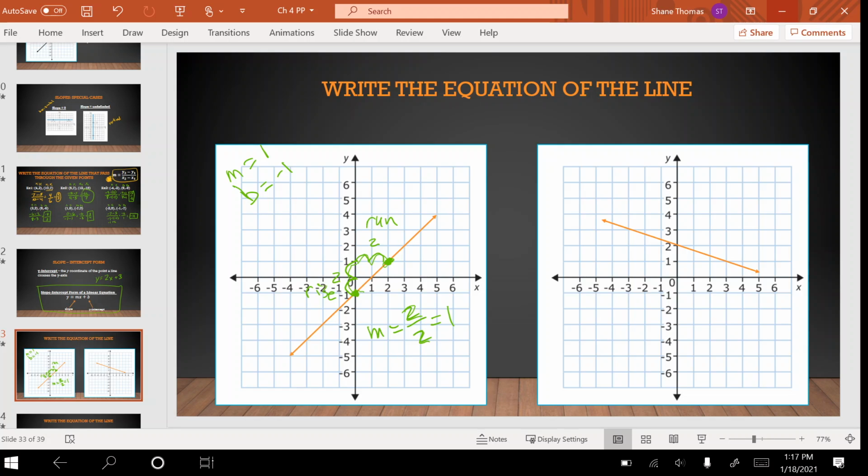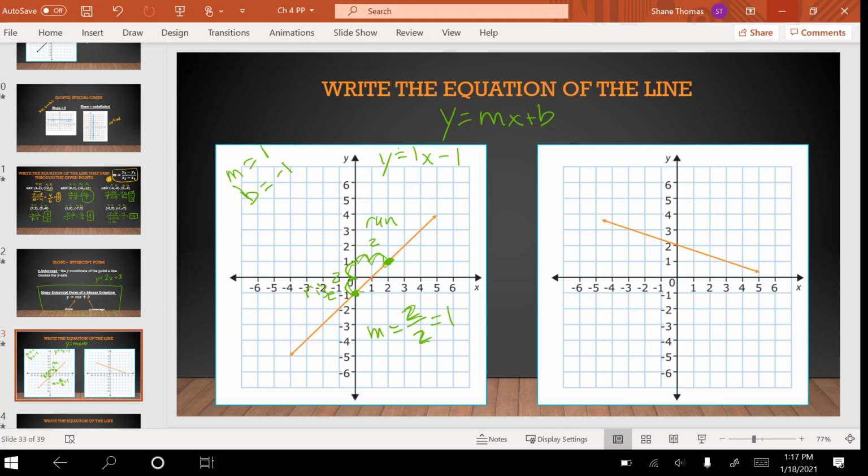Therefore, my equation is y equals mx plus b. My slope is 1. My y-intercept is -1. That would be the equation of my line. All right? With me? I see some okay. I see a few blank stares, a few inquisitives. Like that word, didn't you?